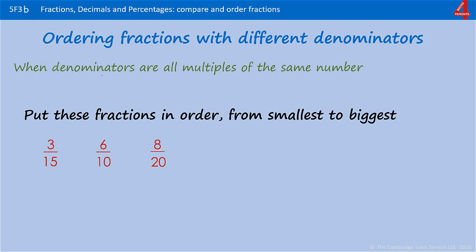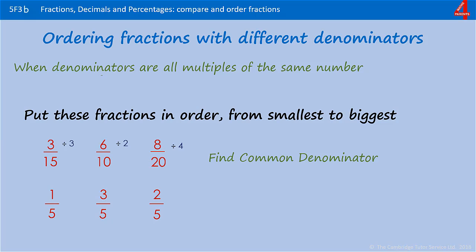15, 10 and 20, you may recognise that they'll all share a factor of 5. Looking at 3/15ths, to get from 15 to 5 we divided by 3. So we're going to divide the 3 by 3 to make 1/5. For 6/10ths we had to divide 10 by 2 to turn it into fifths. So we're going to divide 6 by 2 to make that 3/5. For 8/20ths, we had to divide 20 by 4 to get 5. So we're going to divide the numerator 8 by 4 to get 2.